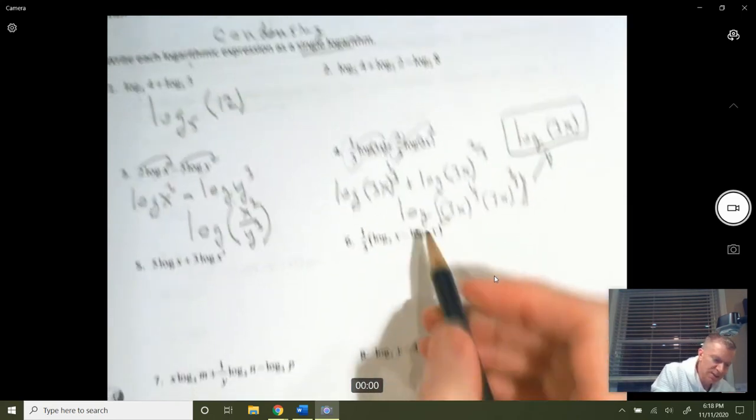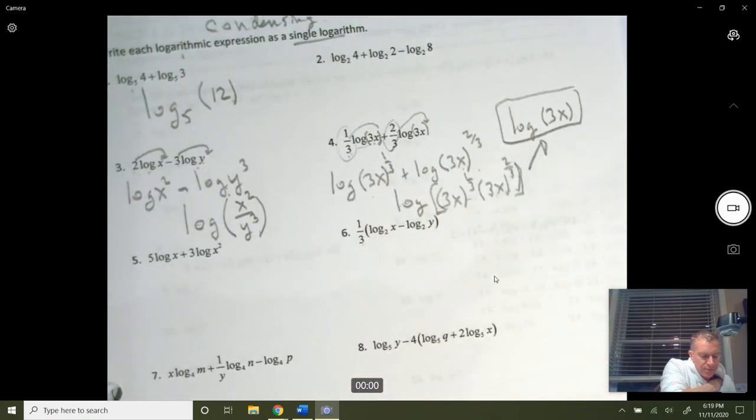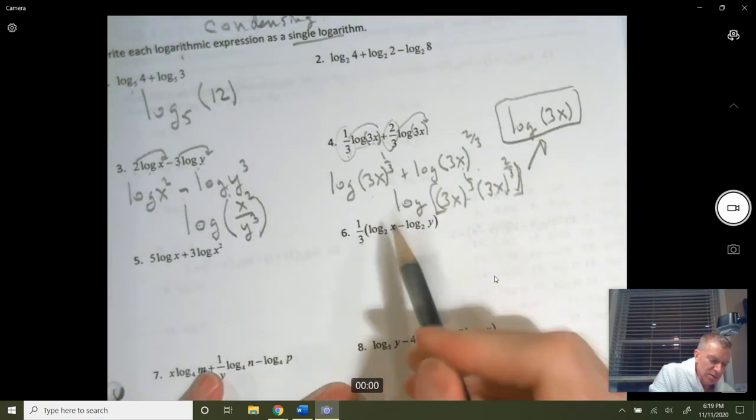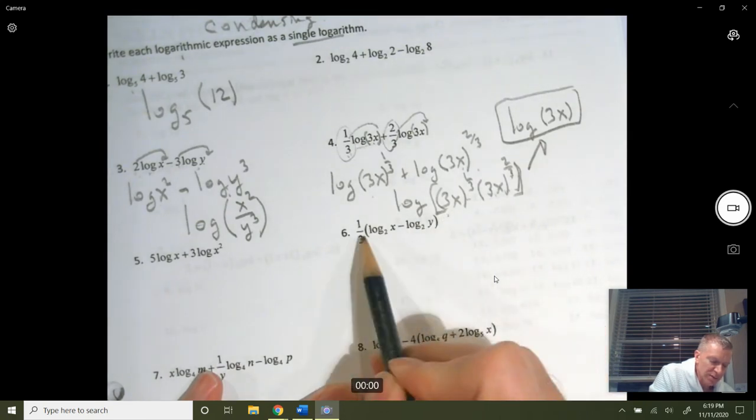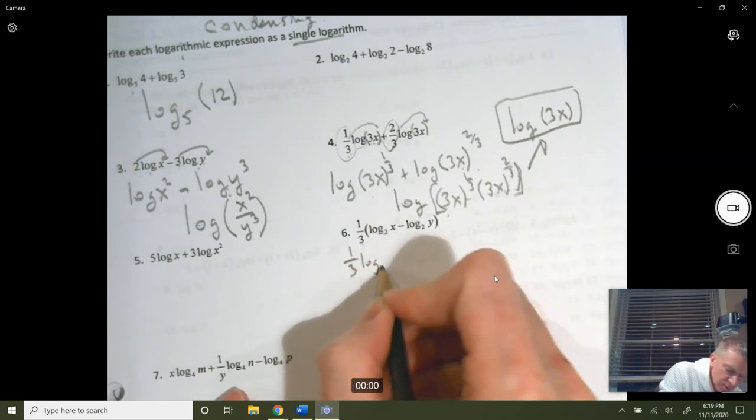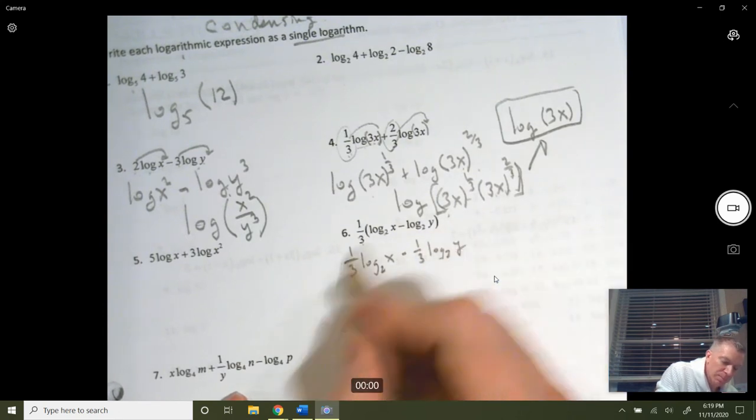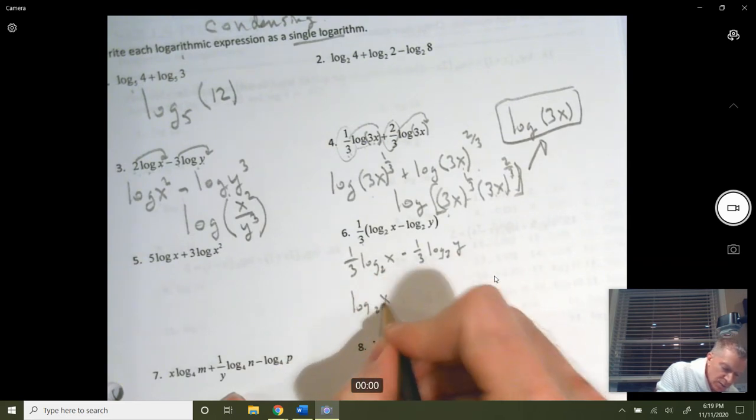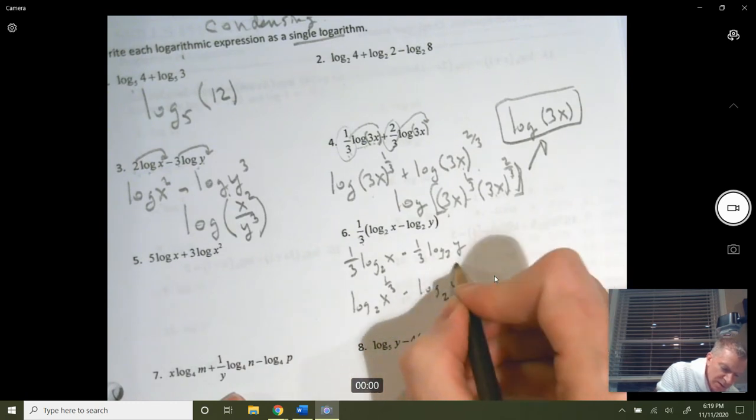Okay, number 6 down here. Now it's not 1/3 times the log of something. There's no way to move this as an exponent on the argument. So we first have to distribute this to each of these terms. So 1/3 log base 2 of x minus 1/3 log base 2 of y. Now we bump that up top. Log base 2 of x to the 1/3 minus log base 2 of y to the 1/3.